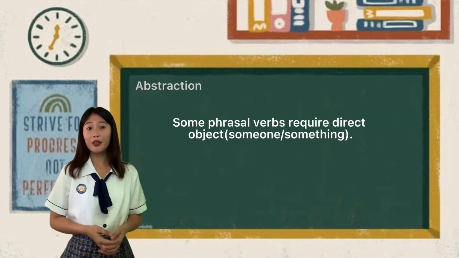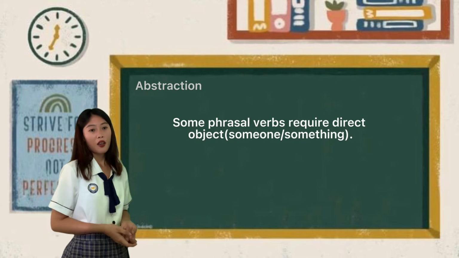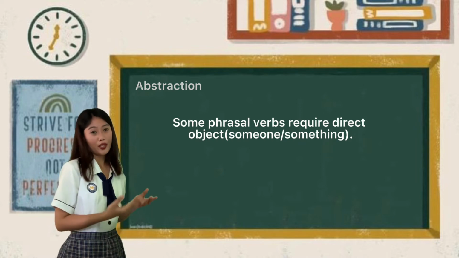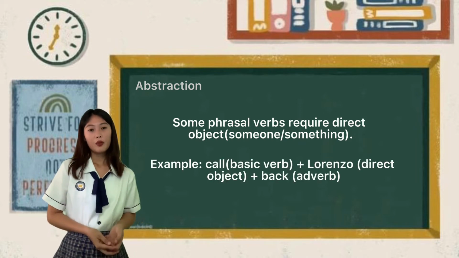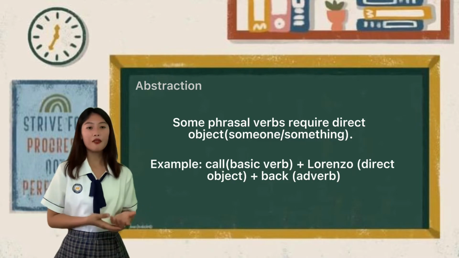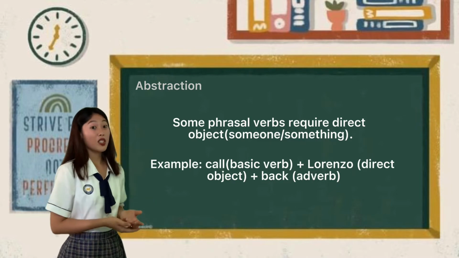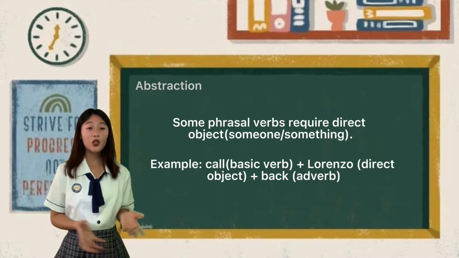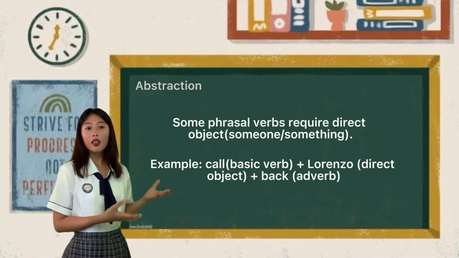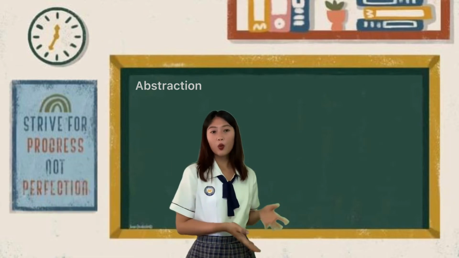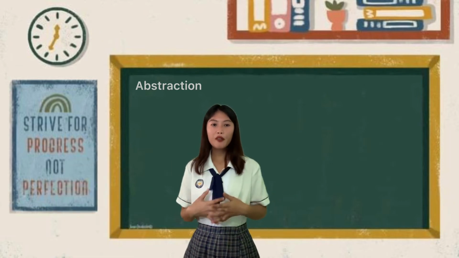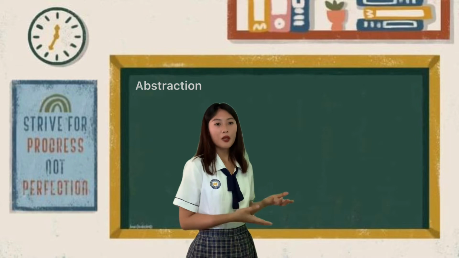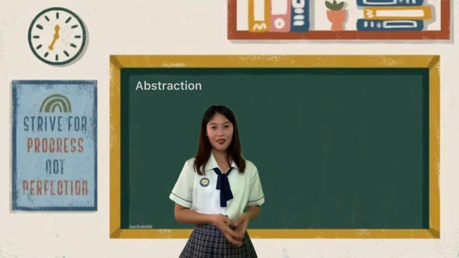Some phrasal verbs require a direct object. It could be someone or something. For example, we have call, which is a basic verb, Lorenzo, which is our direct object, and back, which is an adverb. When you combine them, you form call Lorenzo back. These 2 or 3 words together form a short phrase, which is why they are called phrasal verbs, right?